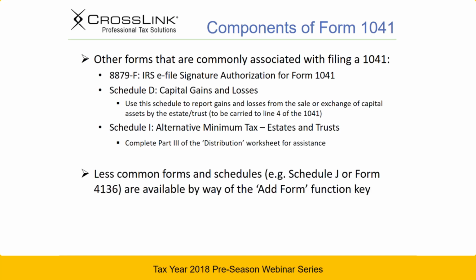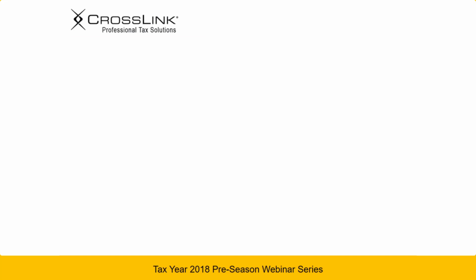Now, there are less common forms, of course. There are all kinds of different forms that can be attached, such as a Schedule J or a Form 4136. Just like you would find in our regular 1040 program, the next thing that you're going to want to note is that you're going to find any one of these, which we'll showcase in just a moment, simply by adding a form or using the add form function key. Okay? So with that, it's time to begin talking about true basic throughput.